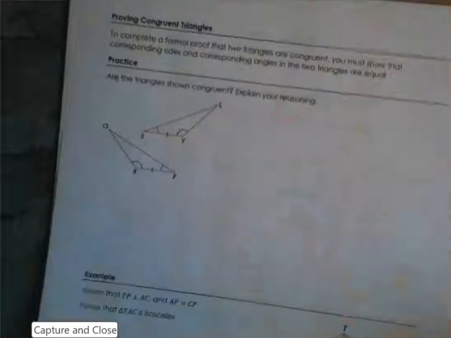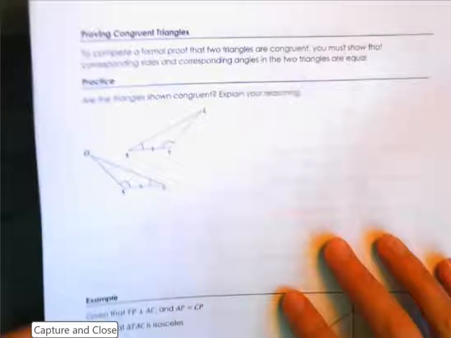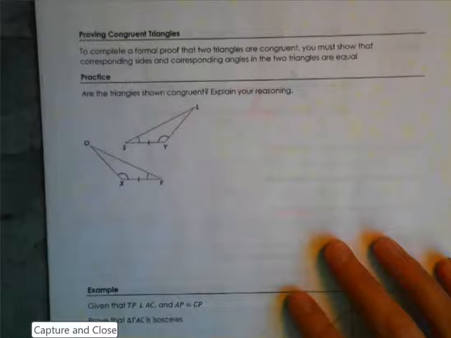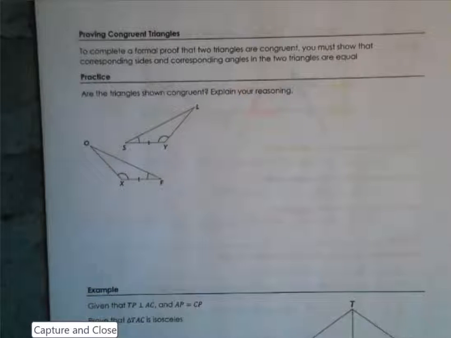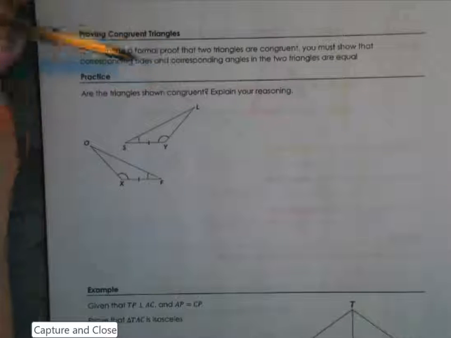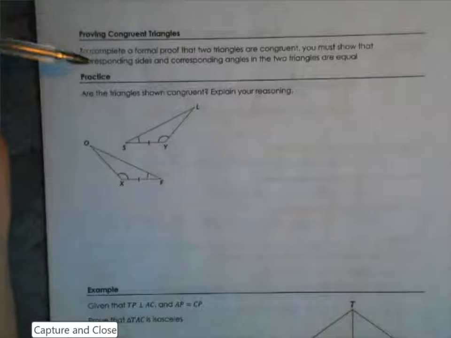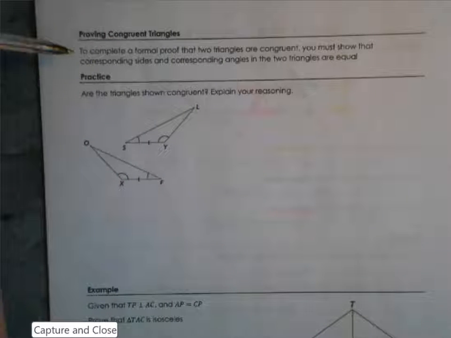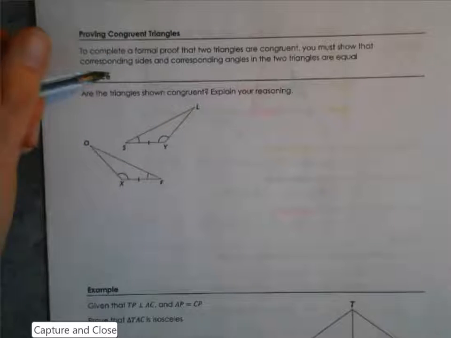All right, let's move on to this new information, which is about proving congruent triangles. If you want to complete a formal proof that two triangles are congruent, you have to show that the corresponding sides and angles in the two triangles are equal. So basically, we're taking what we learned last week about those proofs and using them to show that different triangles are congruent. And then we'll be moving through, again, questions with increasing difficulty.